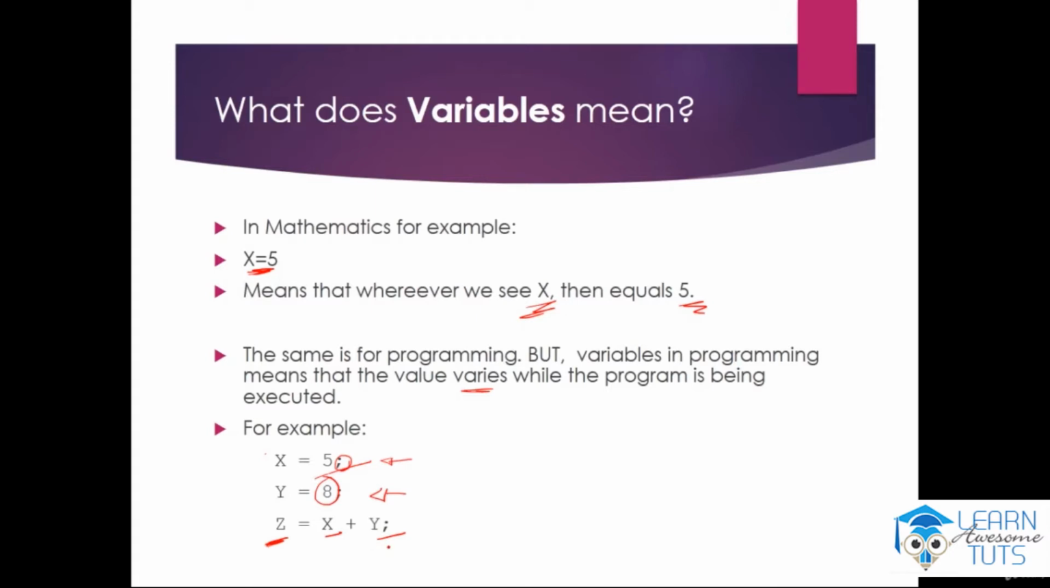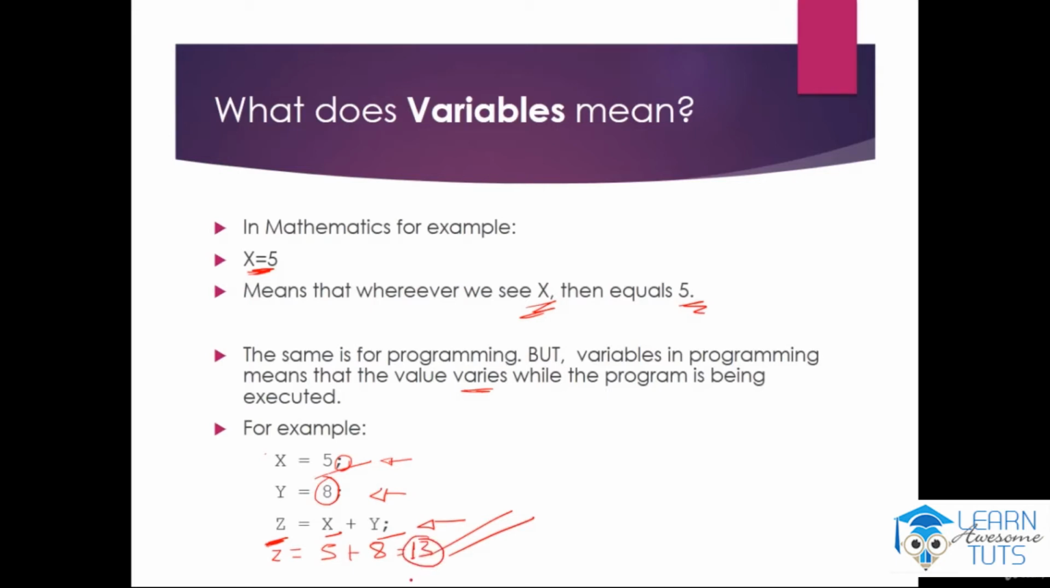I would like to stop the video right now, and tell me what do you think will be the value for the variable z, that equals the value of the variable x plus the value of the variable y. Actually, x has the value 5, y has the value 8, so z equals 5 plus 8, which means 13.